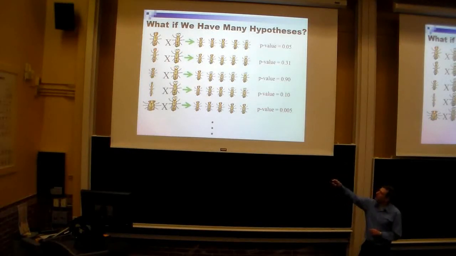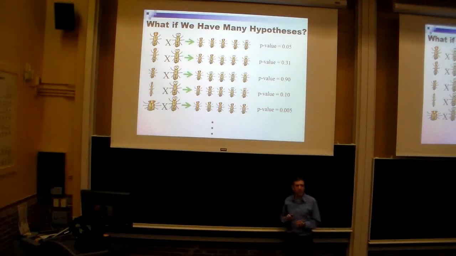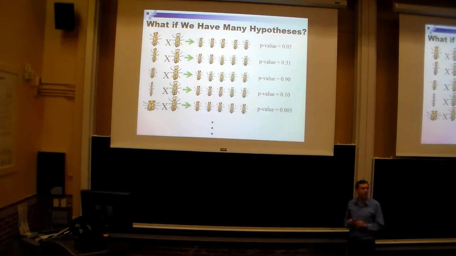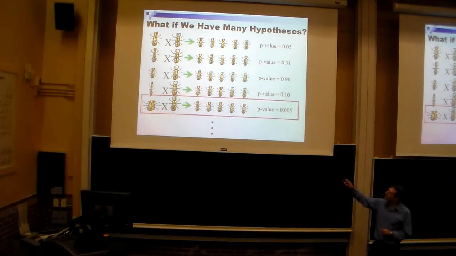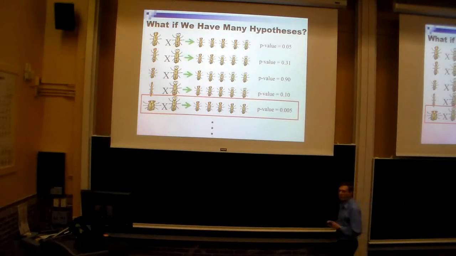So maybe we have many strains of red-eyed flies, and we think maybe some of these are red-eyed for a simple Mendelian dominant reason. Some of them are red-eyed for a different reason. And we want to know which ones can we show are not simple Mendelian dominant. So maybe we do that same experiment many different times. We see p-values in each of those cases, so for each strain of red-eyed fly. And every so often, we find one that is below our significance threshold.